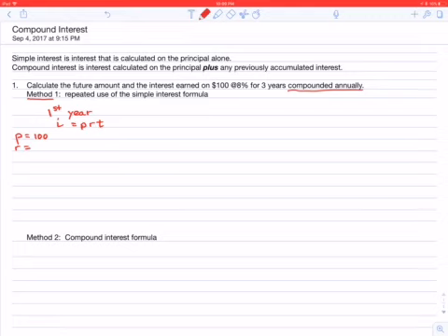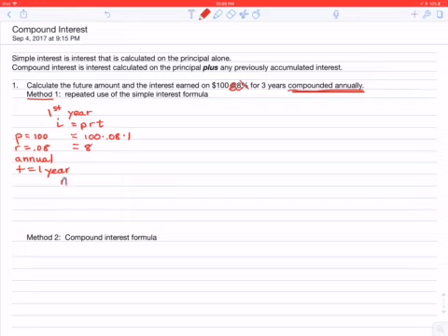Interest was earned at 8%, so I'll drop the percent sign and then either divide by 100 or move the decimal point from behind the number 2 places to the left. So I get 0.08. Now it's an annual rate because we're not told otherwise. And since the money is compounded annually, that means 1 year at a time. So the time is just 1 year. So it's 100 times 0.08 times 1, or $8.